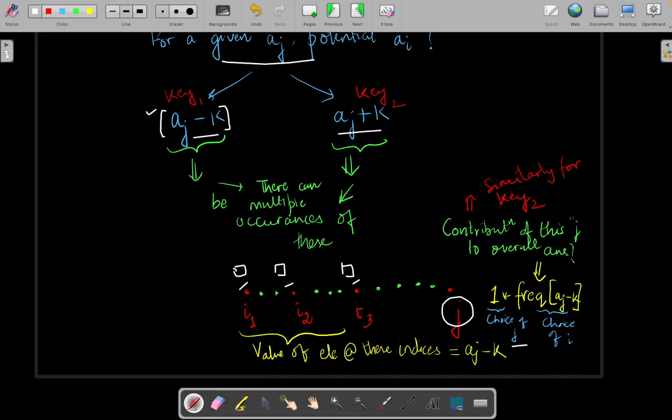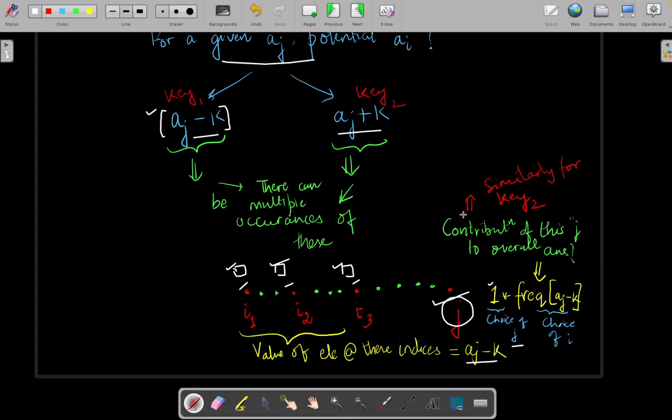So the choice of j will be what? Because we have fixed this given j, we are asking the question how many I are present. So there is just one choice of j. It can be taken in one way. But what are the choices of I? Well, that is essentially the frequency of aj minus k. That will essentially contribute one for each of these. And therefore, we have essentially aggregated all ij such that all the i's are to the left of j and ai is equal to aj minus k.